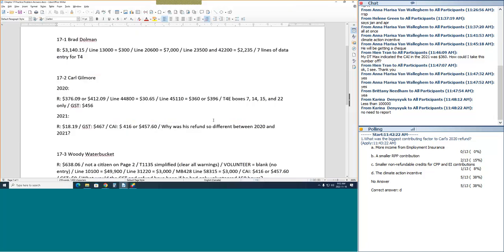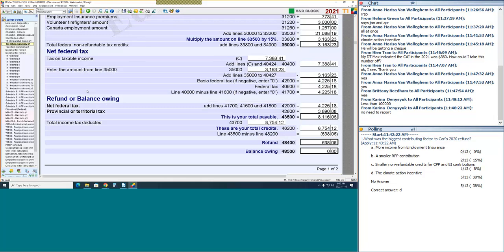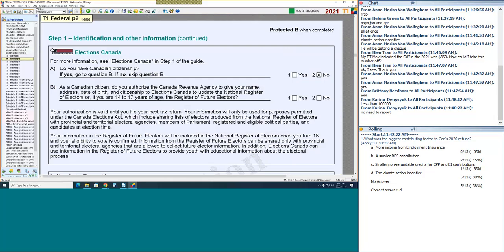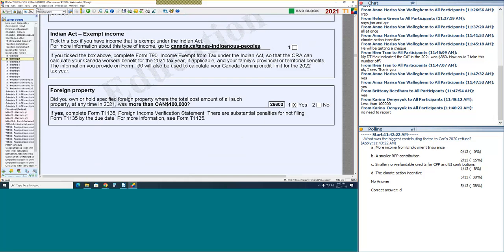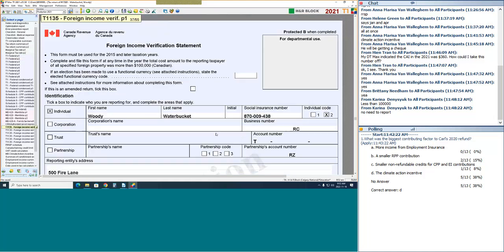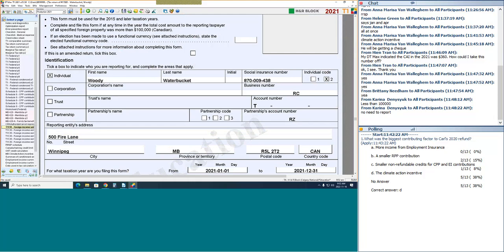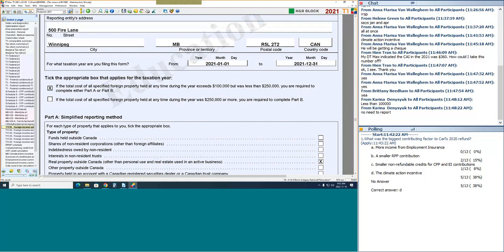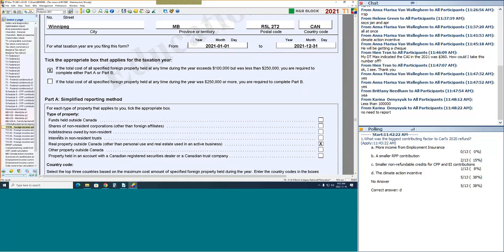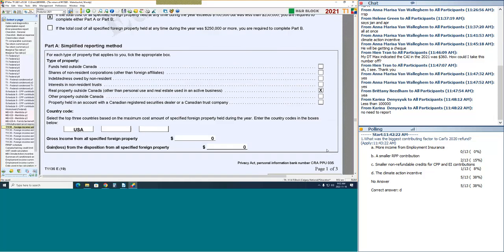Is there anything else that I wanted you to see for that one? Not a Canadian citizen. I want to make sure he's not a Canadian citizen. I'm going to triple check that I did that, and I'm going to triple check that I have the correct T1135. So it says yes, I have generated a T1135. I've done individual code 2 because he is not self-employed. It's going to fill in his name. I have picked simplified to make my life easy. I have picked real property. Remember, you have to have at least one of these boxes selected, or he's going to get a slightly irritated letter from the CRA going, what are you doing?